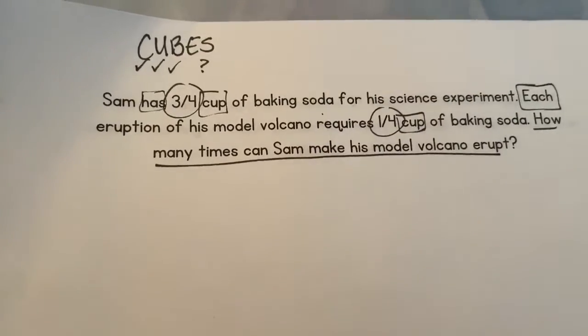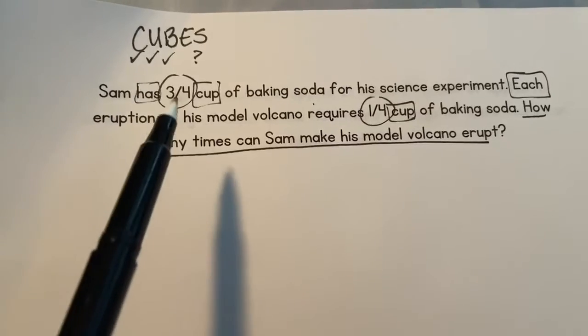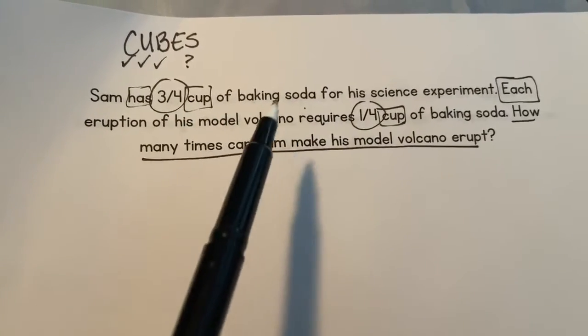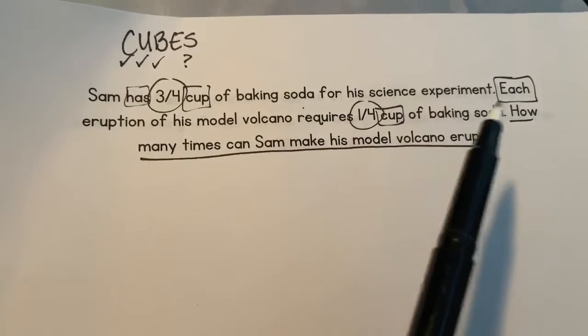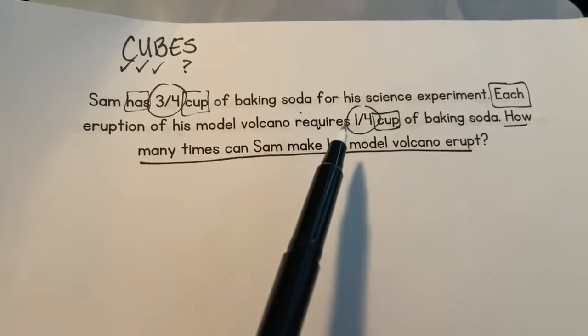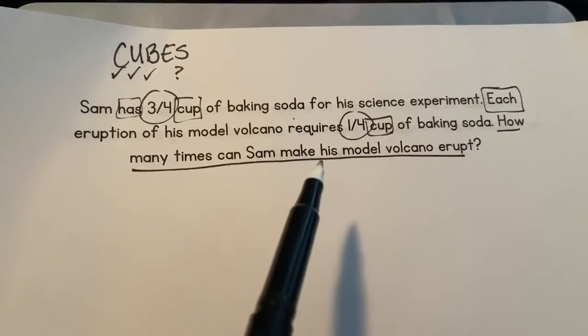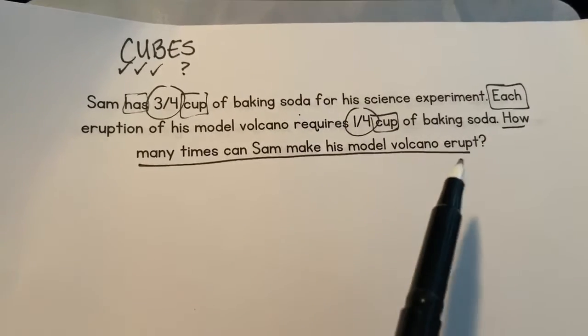Here it is. I'm going to go ahead and read it. Follow along as I read the problem. Sam has 3/4 cup of baking soda for his science experiment. Each eruption of his model volcano requires 1/4 cup of baking soda. How many times can Sam make his model volcano erupt?